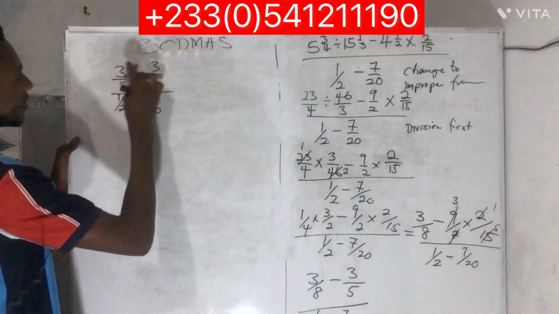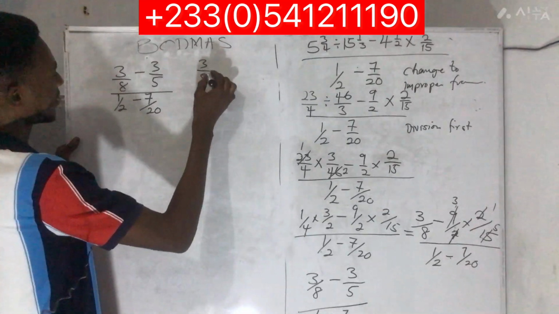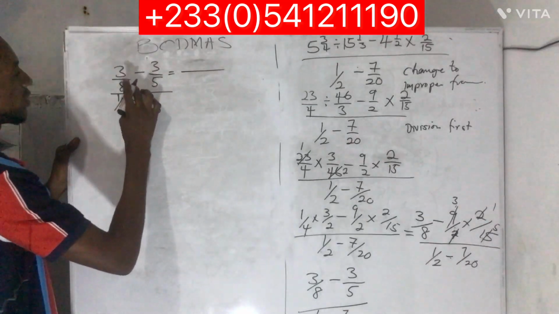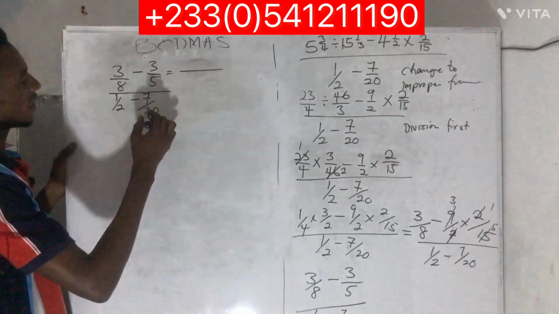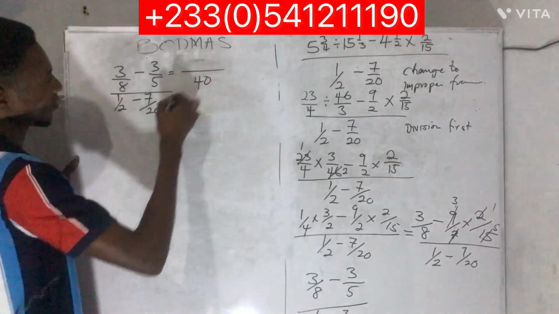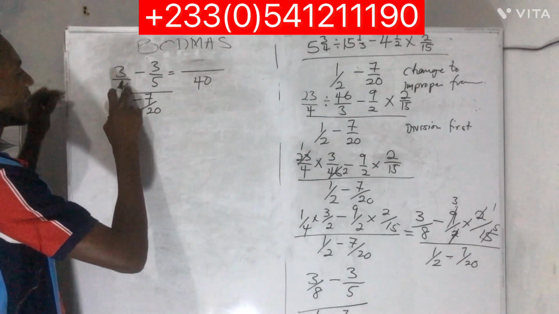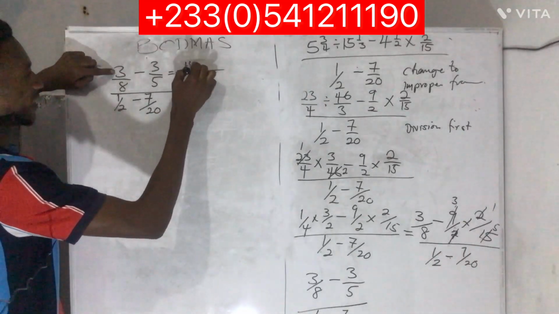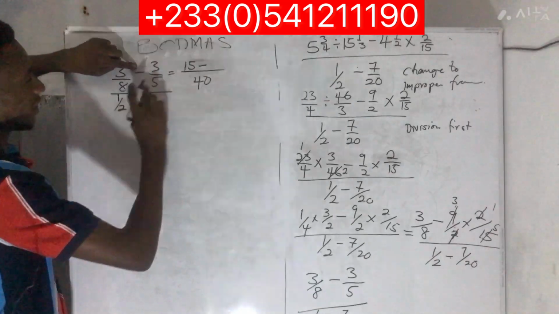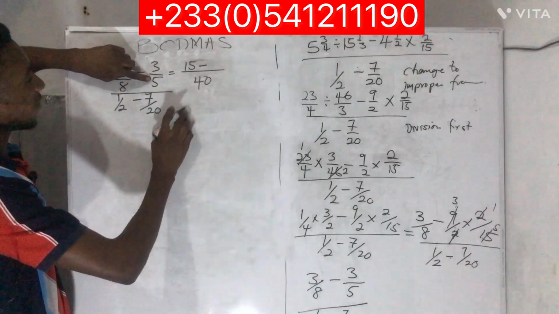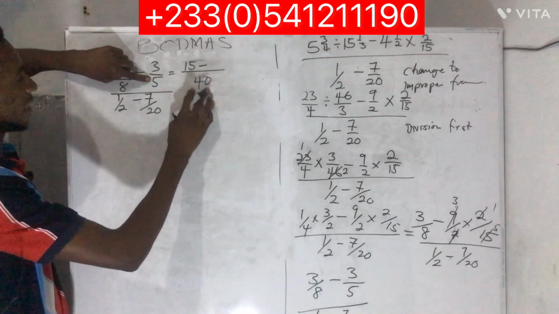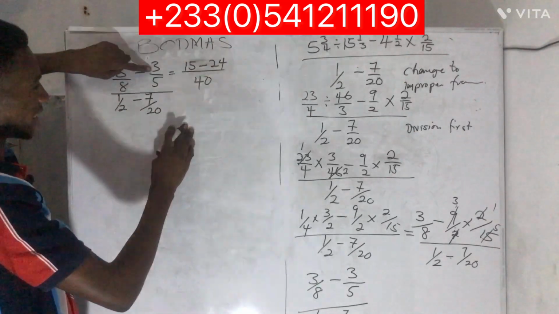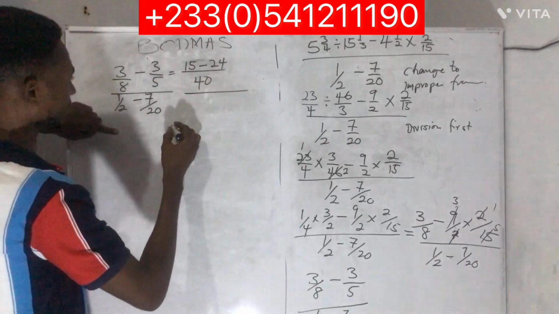Let's solve this one. So we have 3 over 8 minus 3 over 5. The LCM of 5 and 8 is going to be 40. Now, 8 will go into 40 how many times? 5 times. 5 times 3, 15. Then you bring your subtraction sign. Then 5 will go into 40 how many times? 8 times. 8 times 3, 24. You get it? Now, all over.